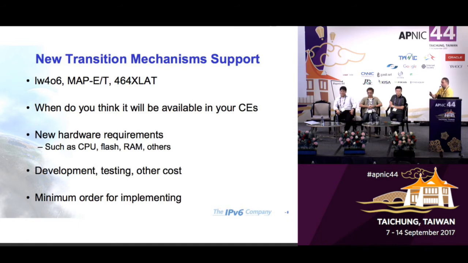And some of you already mentioned that implementing new things, never mind if it is a transition mechanism or anything else, means some extra development cost, testing, other costs, probably going through the IPv6 Ready and other programs for certification. I guess so, just to confirm that. And in case, for example, one service provider tells you, hey, I want 464XLAT, what is the minimum order they need to place for you to do that, or do you charge a fee or something?